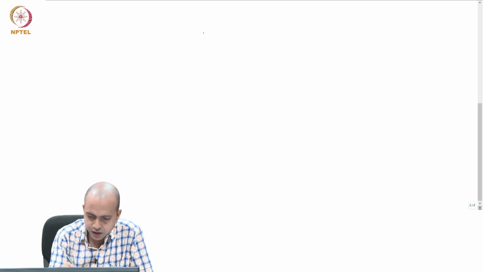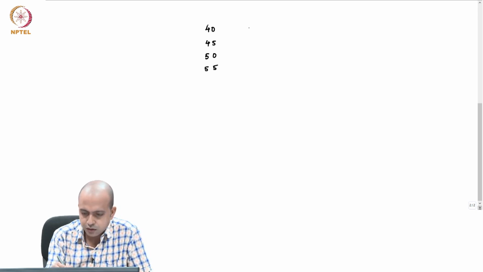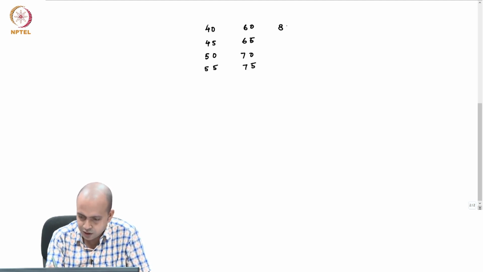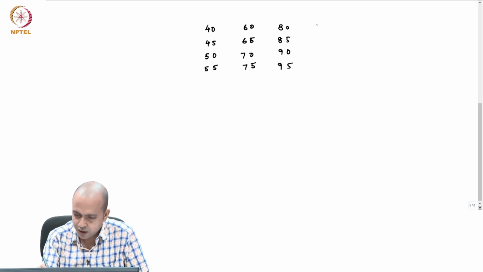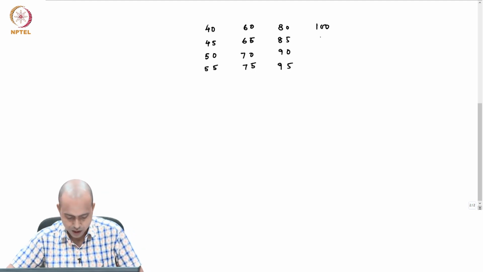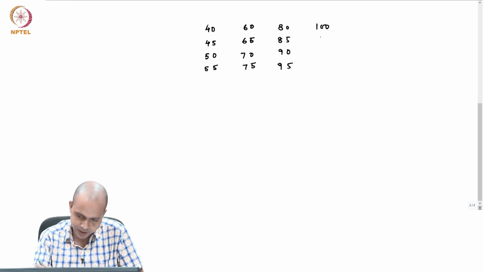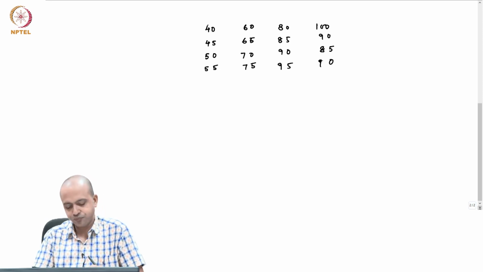Let us start from 40, 45, 50, then 55, then 60, 65, 70, 75, and then 80, 85, 90, 95, and then 100, and let us say 190, 85, and once again 90.